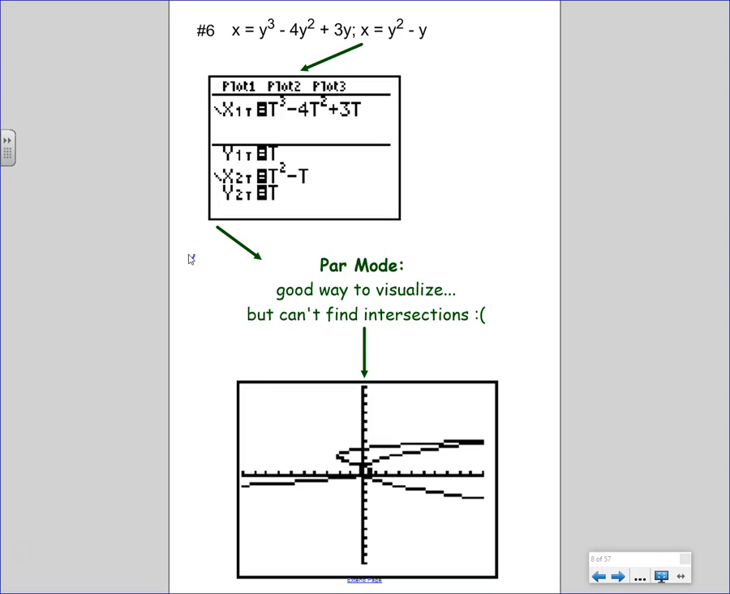Now, did we need the picture? No. Okay, we didn't need the picture. But just for argument's sake, could you have gotten a picture? And the answer is yes.